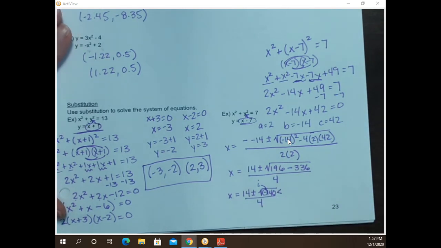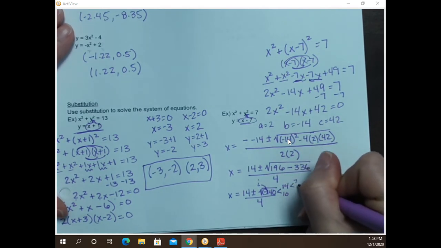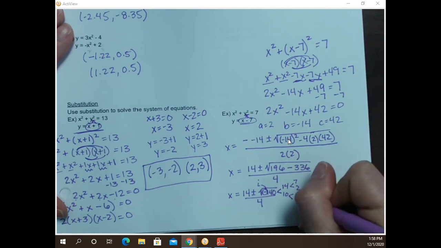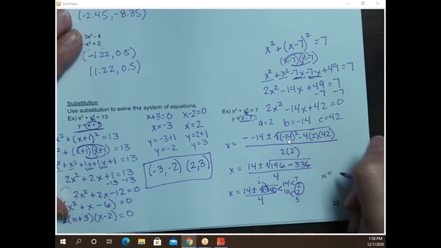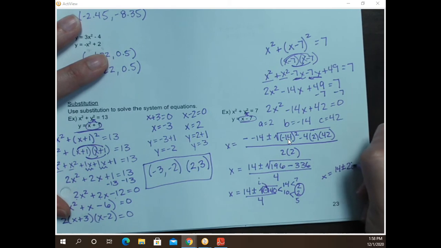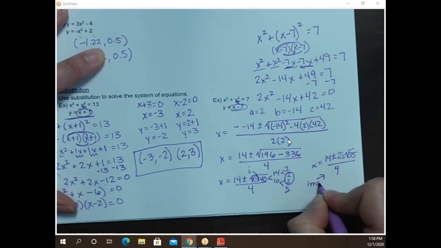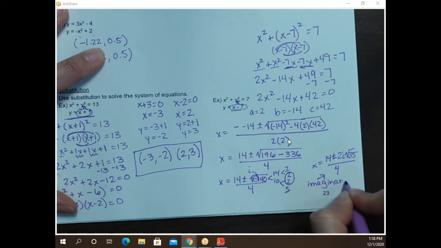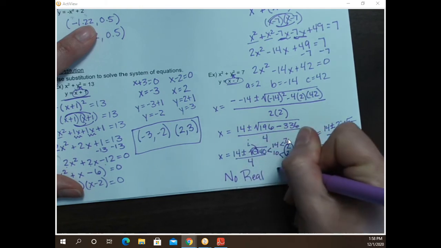So factors of 140, we'll do 14 and 10. 14 would be 7 times 2. 10 would be 2 times 5. So I get some exit buddies there I can pull out. And I would get x equal to 14 plus or minus 2i root 35 over 4. Since this is imaginary, that means I'm going to have no real solutions for this system.